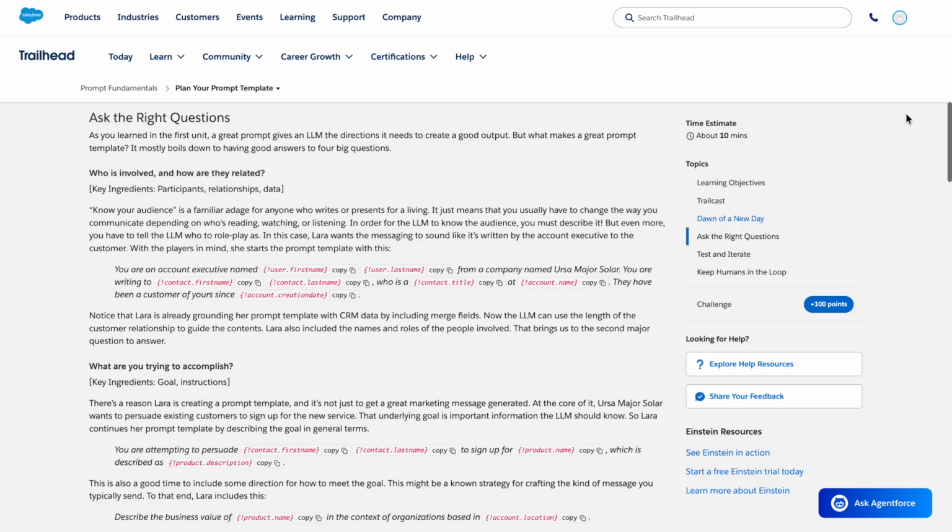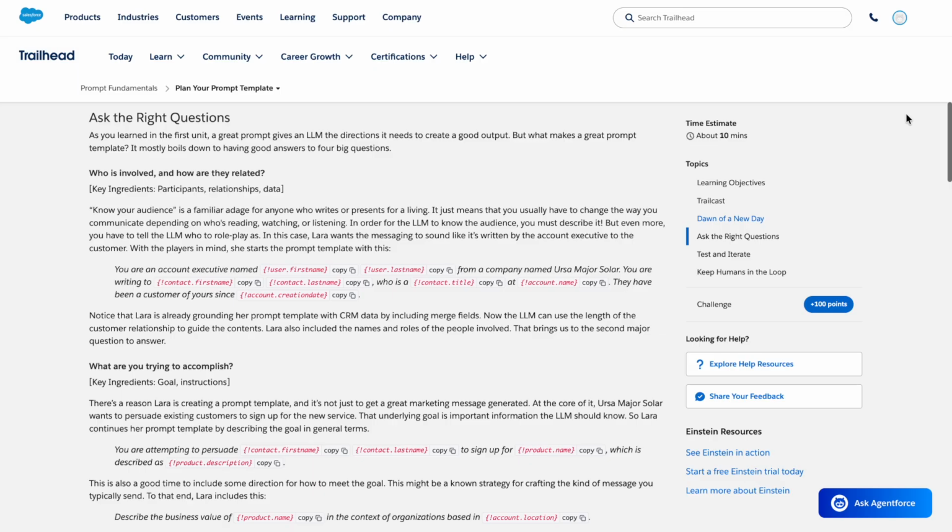Know your audience is a familiar adage for anyone who writes or presents for a living. It just means that you usually have to change the way you communicate depending on who's reading, watching, or listening. In order for the LLM to know the audience, you must describe it. But even more, you have to tell the LLM who to role-play as. In this case, Laura wants the messaging to sound like it's written by the account executive to the customer.